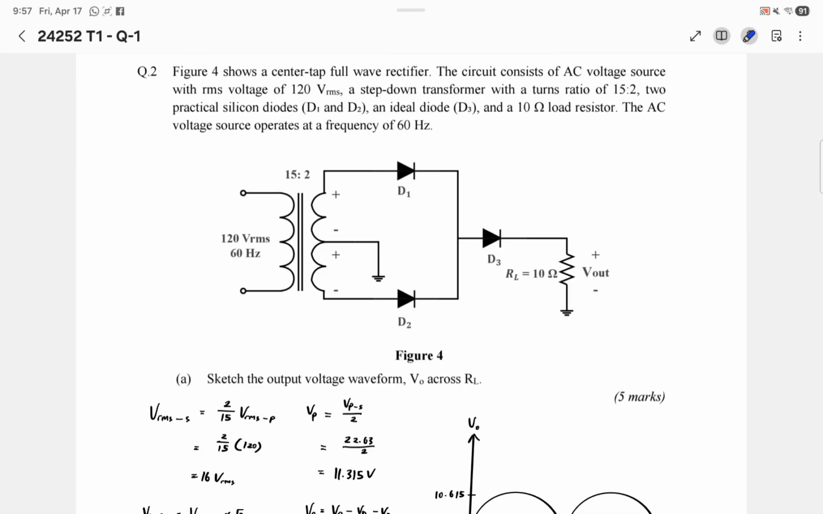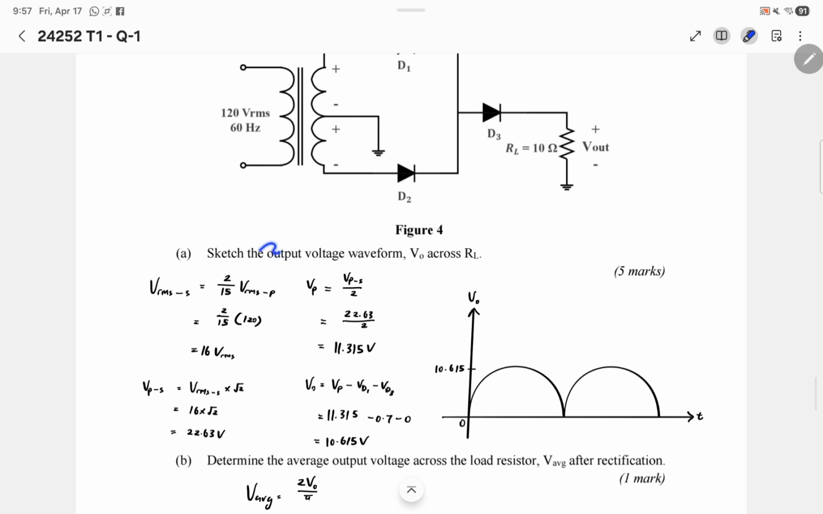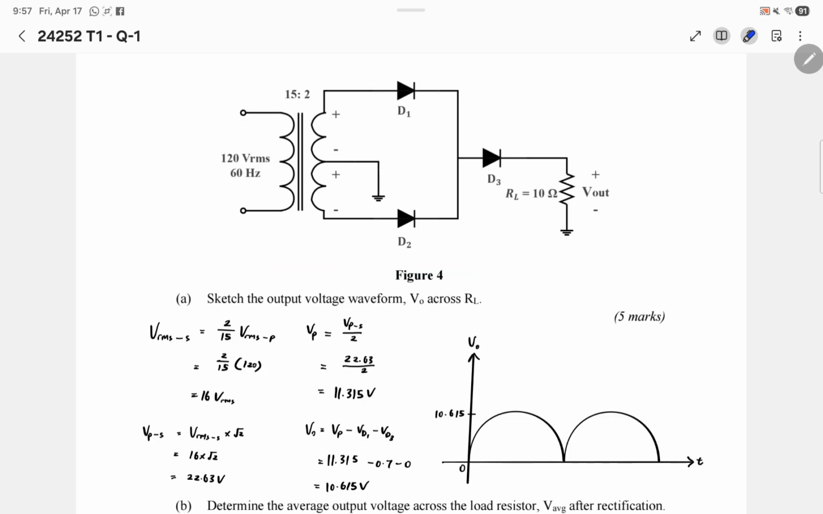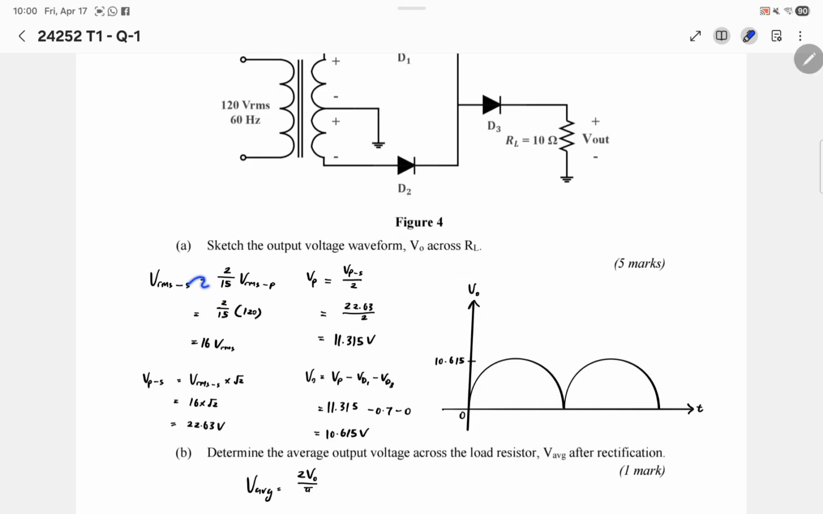For question 2, this is the original circuit, and we need to sketch the output voltage waveform. First, we need to find the secondary VRMS. Using the formula and substituting the values, we find that the V secondary RMS is 16 VRMS. Then we need to find the V secondary peak voltage. Using a formula, we find that V secondary peak is 92.63 volt.